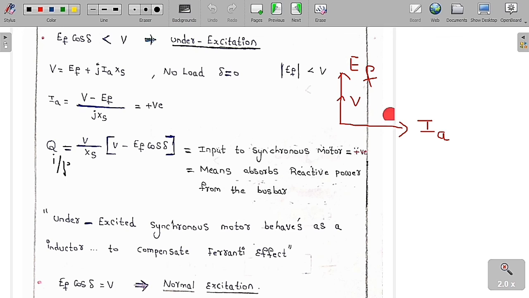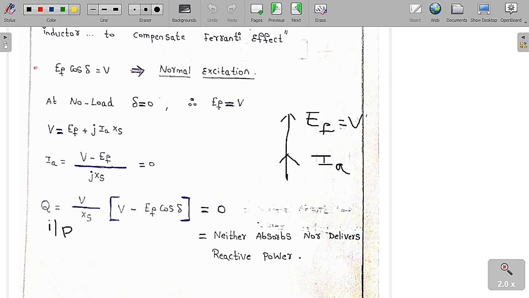So this is the point that you always need to remember. I have a small mistake there, but you have to always remember we are going to define the power factor with respect to V and IA, whether it is a synchronous motor or whether it is a synchronous generator. So here also for synchronous motor at normal excitation, the phase angle between the V and IA is again zero. So power factor angle is equal to zero. So power factor is equal to unity. So we can say it is said to be a unity power factor.